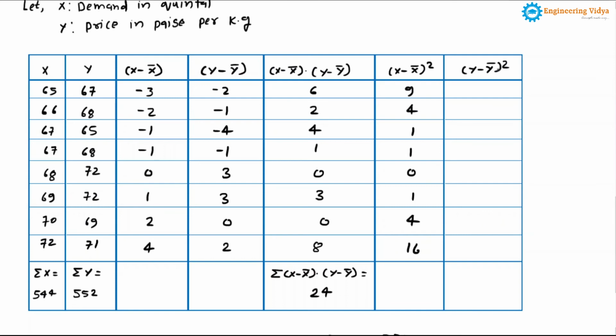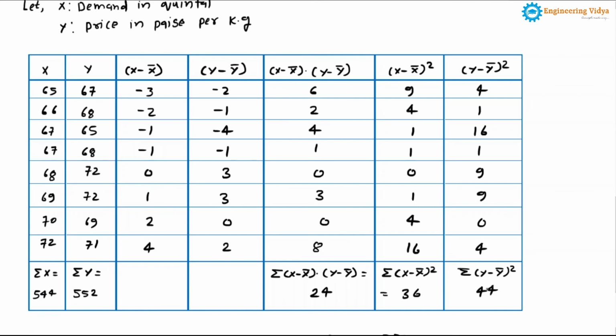Y minus y bar of the square we need to find over here. So minus 2 square will be nothing but 4. 1 square will be 1. 4 square will be 16. 1, 9, 9, 0 and 4, right? I hope you understood everything here now. Now after that we're going to calculate the summation of x minus x bar of the whole square, and here we'll find the summation of y minus y bar of the whole square, right? So if I find the summation of x minus x bar of the whole square, then here we'll get 36 and here we'll get 44.